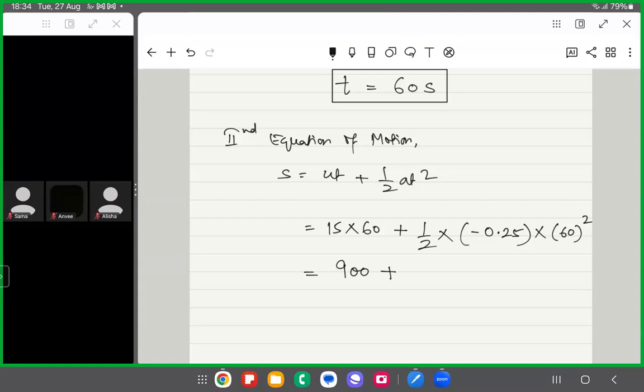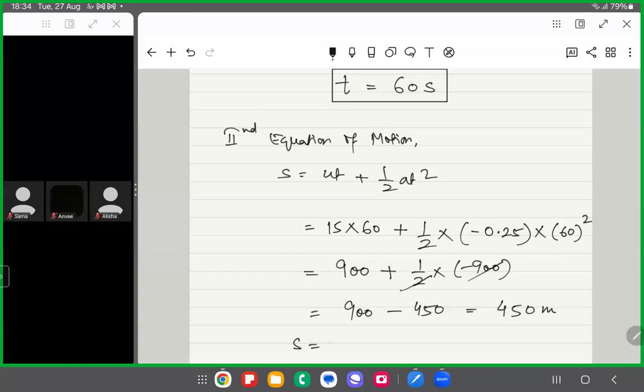60 into 60 is 3600, right? Into 0.5, which is minus 900. So 900 minus, this can be cut, minus 450, right? So this is 450 meters. So before coming to rest, it has covered 450 meters of distance. So this is your second part. s is equal to 450 meters.